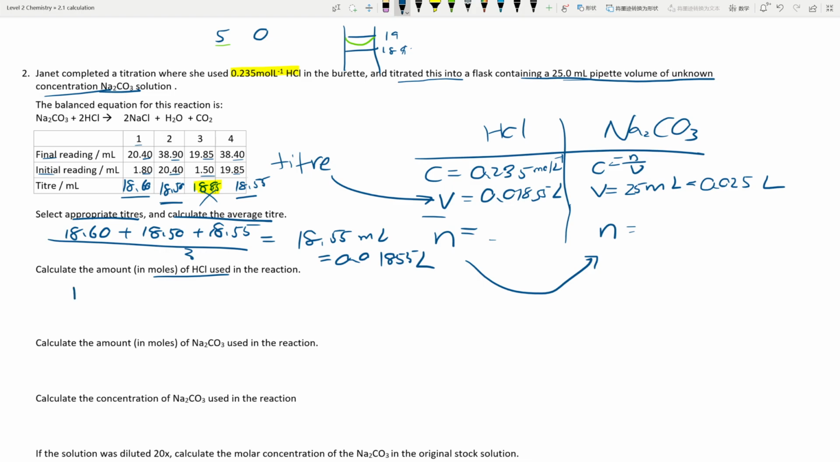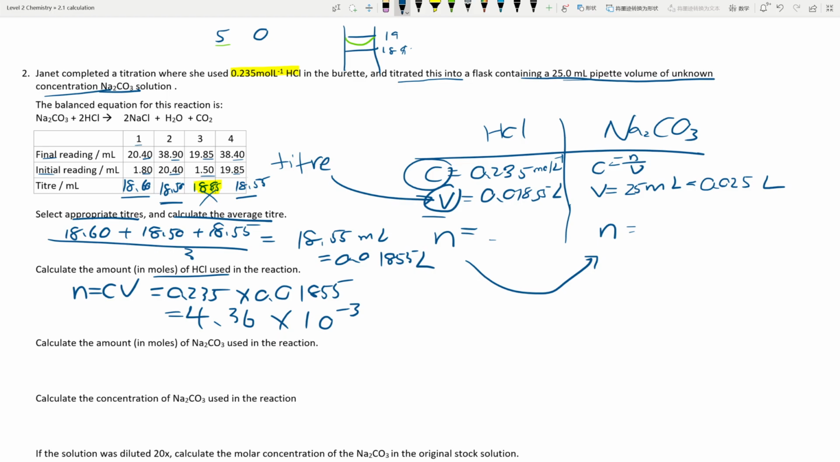Okay, so calculate the moles, n equals CV. So you're literally just using this concentration and this volume, which is 0.235 times 0.01855, and then you should get 4.36 times 10 to the power negative 3. I round to 3 but it's actually 4.35925. Okay, I recommend you do this on your calculator, because being able to use a calculator is actually quite important. All right, so we know this mole.